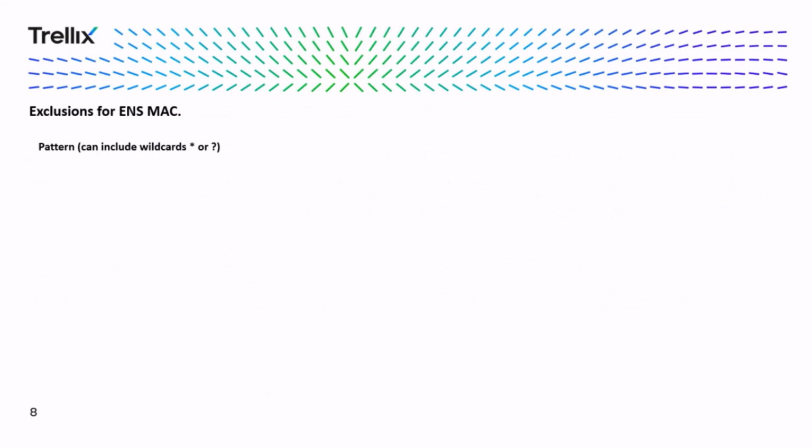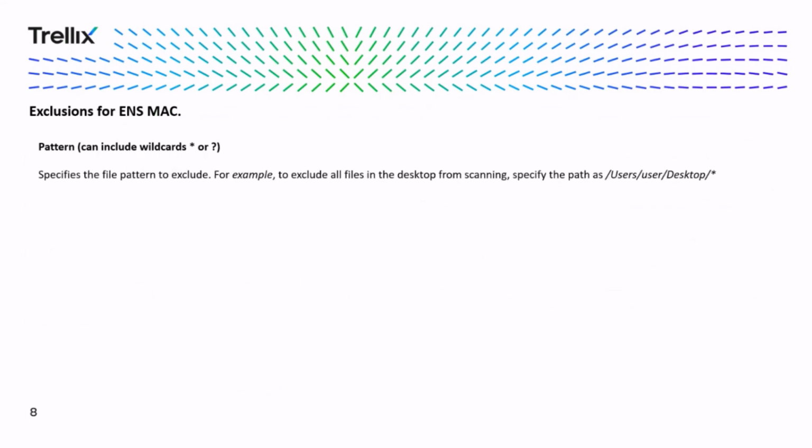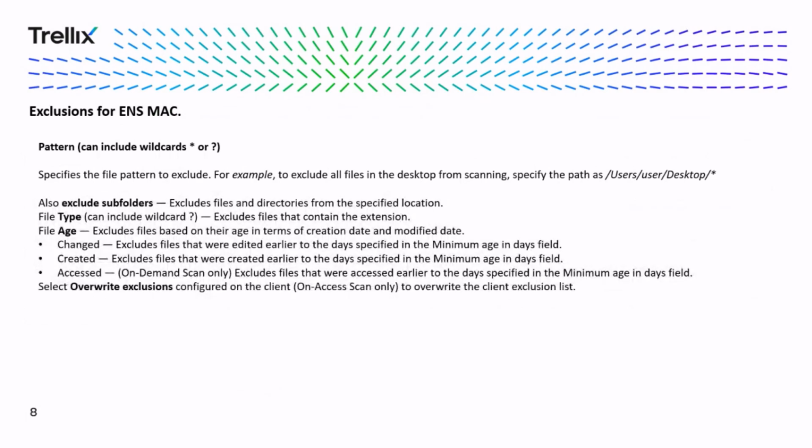The wildcards included are asterisks and question mark, as we have given in the example. What is the function of asterisk and what is the function of question mark? Specific file patterns to exclude, for example, to exclude all files in a desktop, where the example has given that you want to exclude all the files within the desktop folder location. We are adding asterisks at the end. Also exclude folders if we are selecting in the policy to exclude subfolders. This will also work the same.